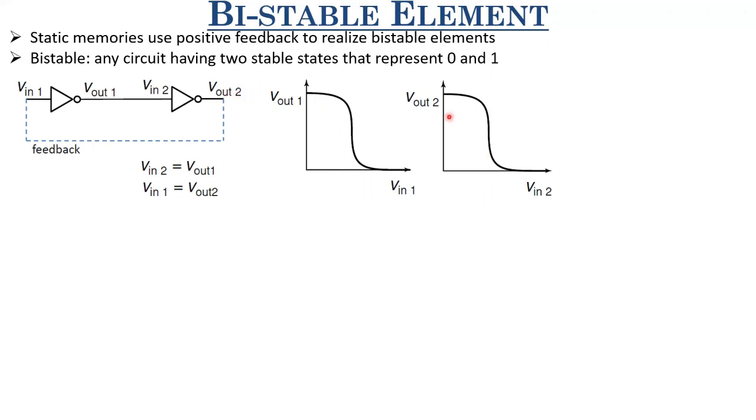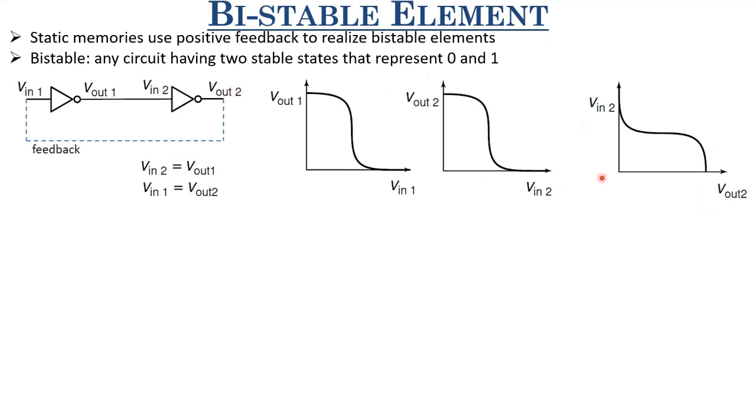So we want to express this V out 2 here. We want to bring this axis here. If you do that, it's simply obtained as flipping of this along this direction. So if you just flip the axis of this curve, because you want V out 2 on the x-axis, right? V in 1 is equal to V out 2, and you want that on the x-axis in order to find the possible operating points.